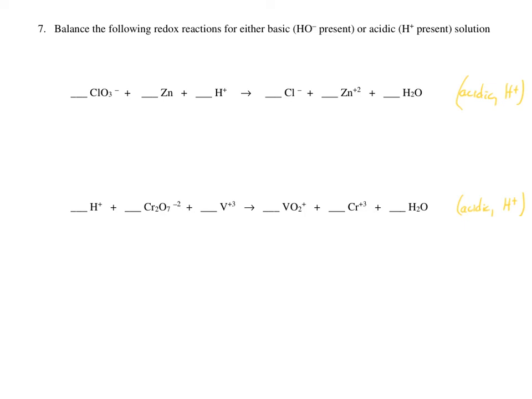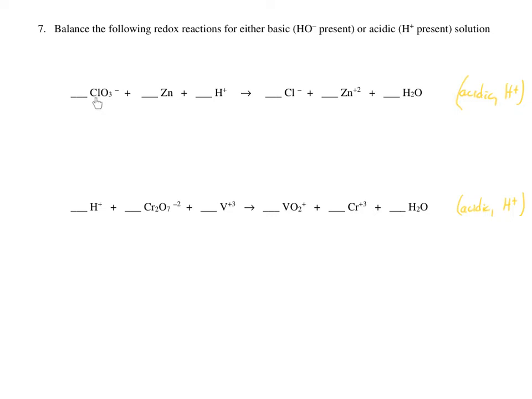Now we'll practice balancing redox reactions that are either in acidic or basic solution. In both these cases, we see that we're in acidic solution because we have H plus present. Steps are essentially the same as before with the simple reactions, except now we have a few additional steps. We start by determining the oxidation numbers that are changing.